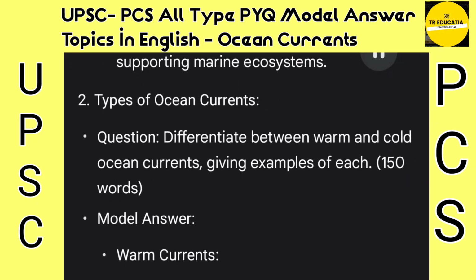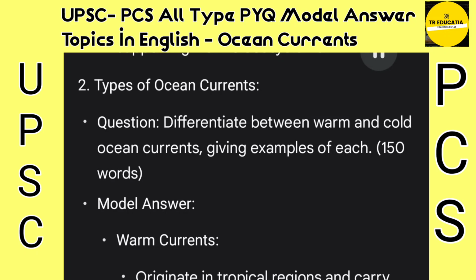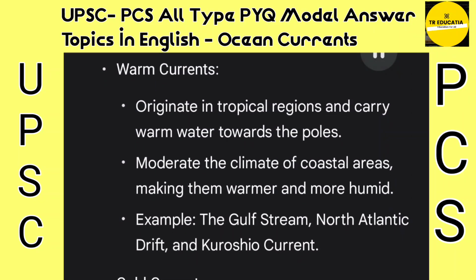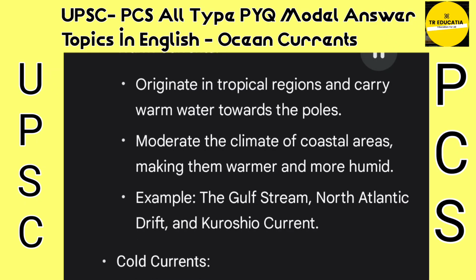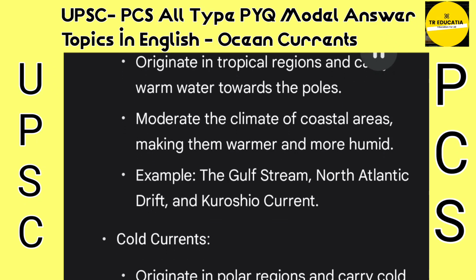2. Types of ocean currents. Question: Differentiate between warm and cold ocean currents, giving examples of each. 150 words. Model answer. Warm currents originate in tropical regions and carry warm water towards the poles, moderating the climate of coastal areas, making them warmer and more humid. Example: the Gulf Stream, North Atlantic Drift, and Kuroshio Current.